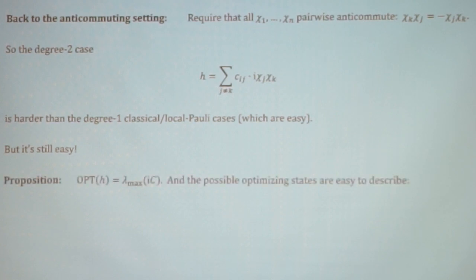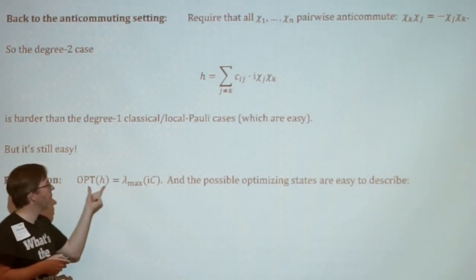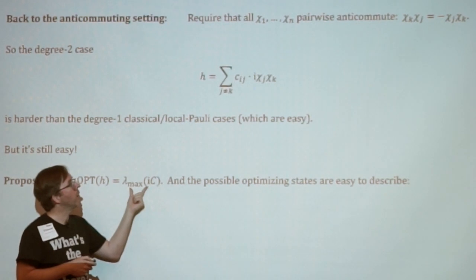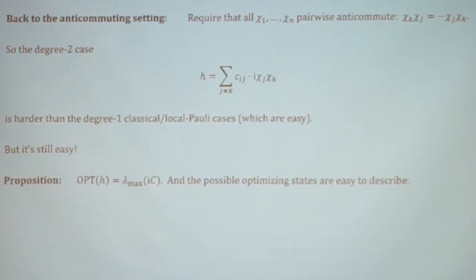So I won't prove it, but it's not very hard to show that given a degree 2 expression in these symbols, the optimum is just the maximum eigenvalue of the matrix of C's, times i again. So you can just compute that. And moreover, it's easy to describe and write down a representation of the optimizing state.